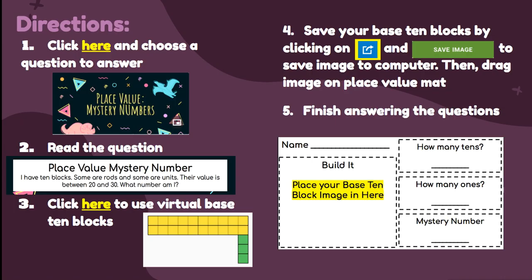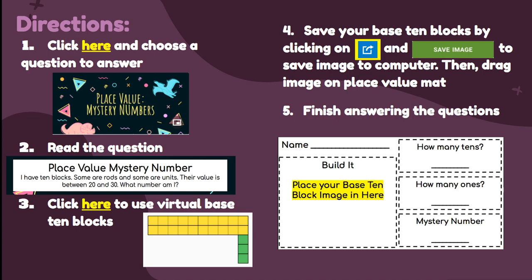So here we have a direction sheet, and this is going to be the same on your Google slide where your activity is going to be. So the first thing you're going to do is you're going to click on the yellow here word and choose a question to answer. So you're going to go on a Google Slides, it says place value mystery numbers, and on there it has this exact direction sheet. It has an example that we did as a teacher example, and it has another picture to show you base 10 blocks. You're going to pick one question.